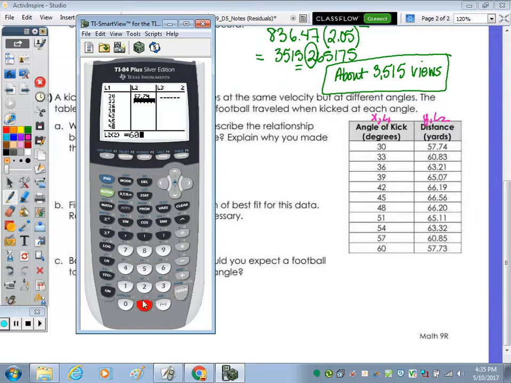60.83. You're probably much quicker using your calculator than I am with the board calculator. So 36, 63.21; 39, 65.07; 42, and then 66.19; 45, 66.56; 48 and then 66.20; 65.11; and then 63.32; and then 60.85; and the last one, 57.73.